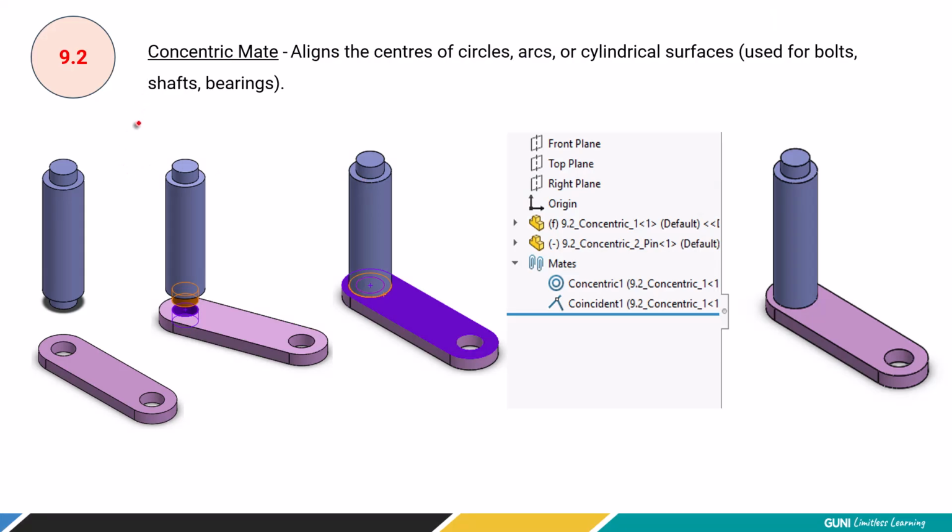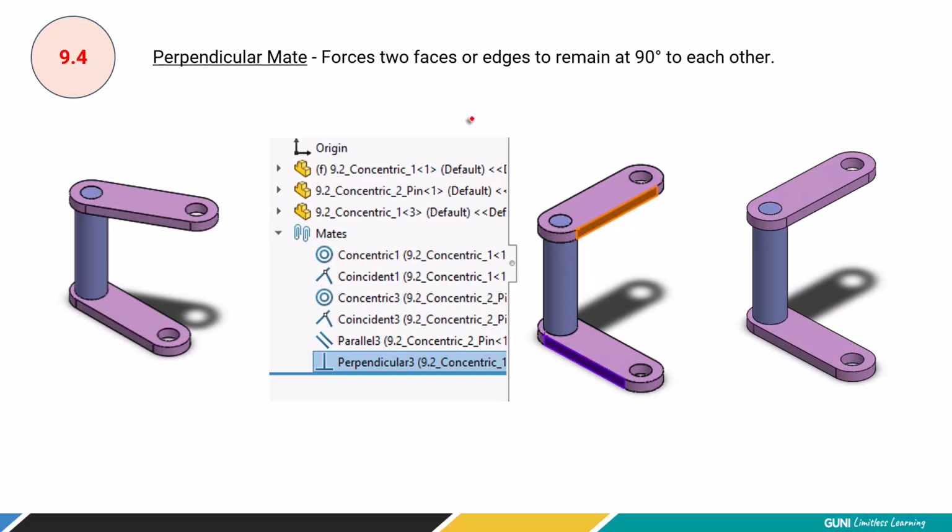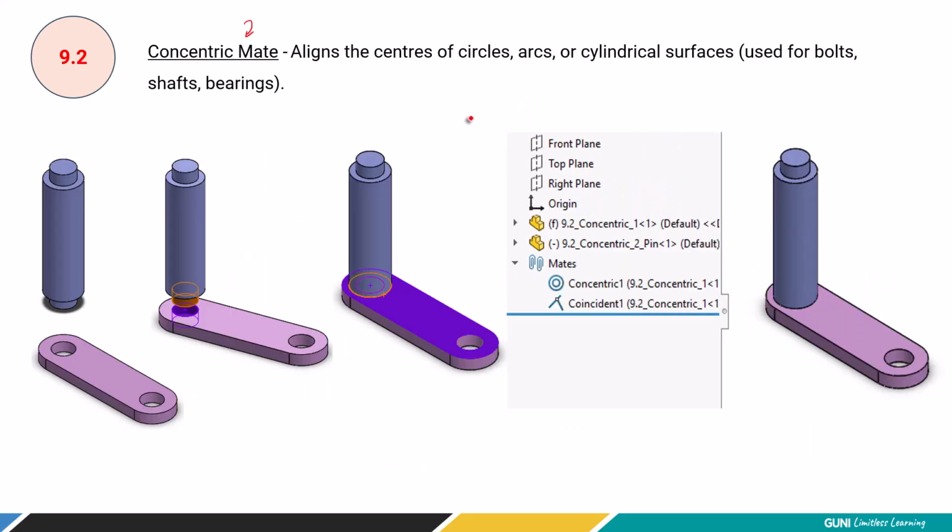Now through exercise 9.2, we will explore concentric mate, then parallel mate, and then perpendicular mate. Now the words itself are self-explanatory. Here in concentric mate, it simply aligns the center of circles. Easy to understand. Center of circles, arc and cylindrical surfaces.